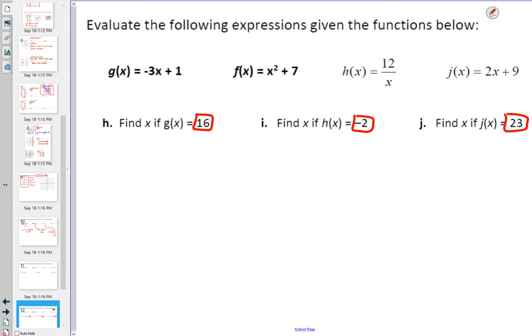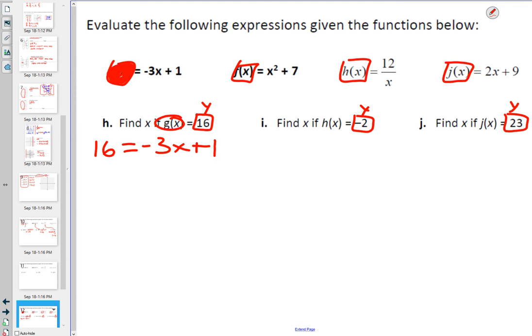Because they're not inside the parentheses, these count as y's. All of these we already finished saying also count as y's. So this is telling you, get this whole entire G of x, take it out, and replace it with a 16. And now this becomes just like the equations we did last year. Minus 1, 15 is equal to negative 3x. So x is negative 5.